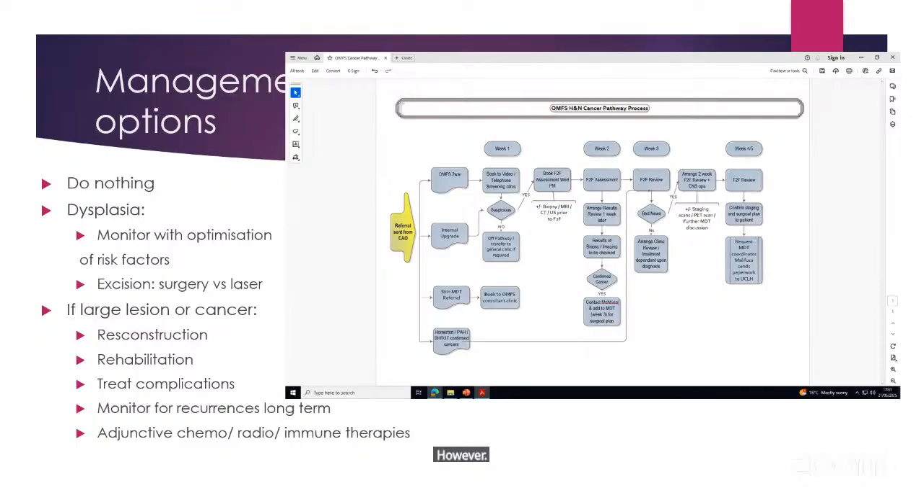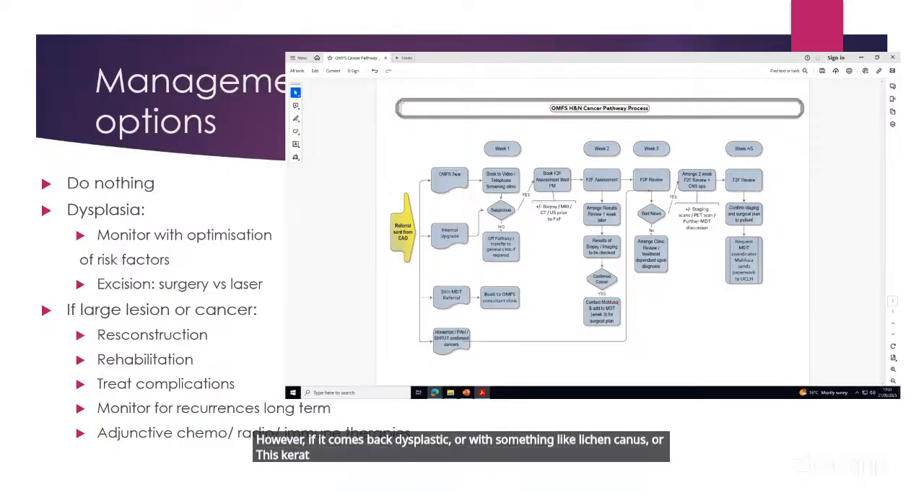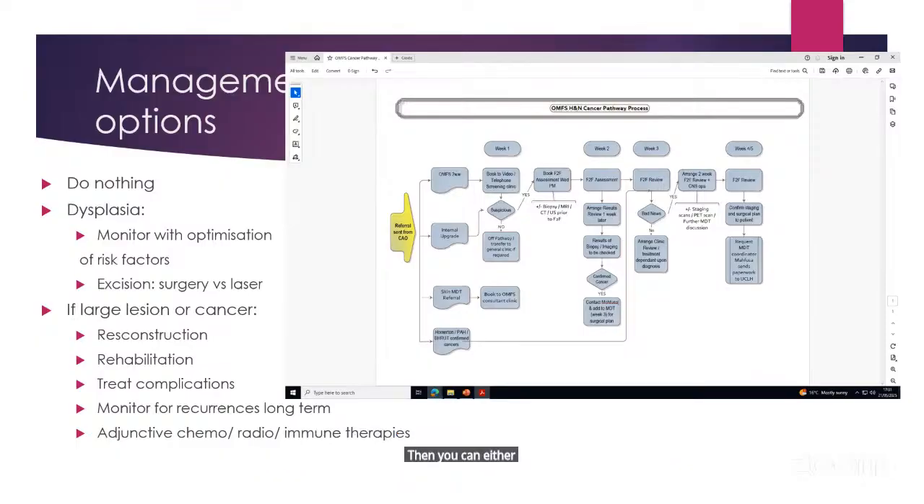However, if it comes back dysplastic or with something like lichen planus or dyskeratosis congenita or proliferative leukoplakia, then you can either monitor this whilst optimizing any risk factors for cancers they have, or, for example, if they're undernourished or malnourished, then correcting that seems to reduce the risk of this becoming a problem in the future.